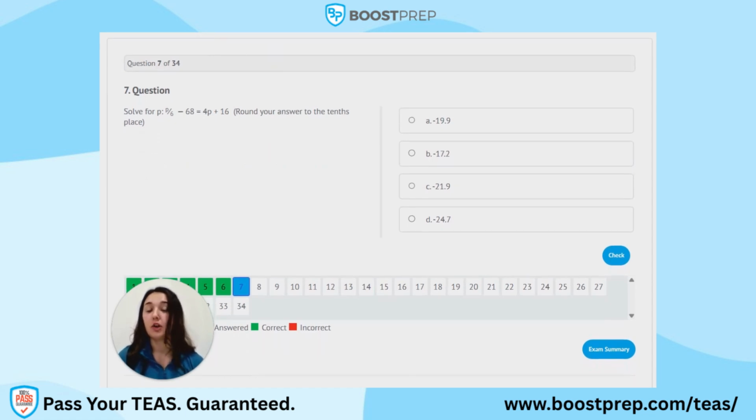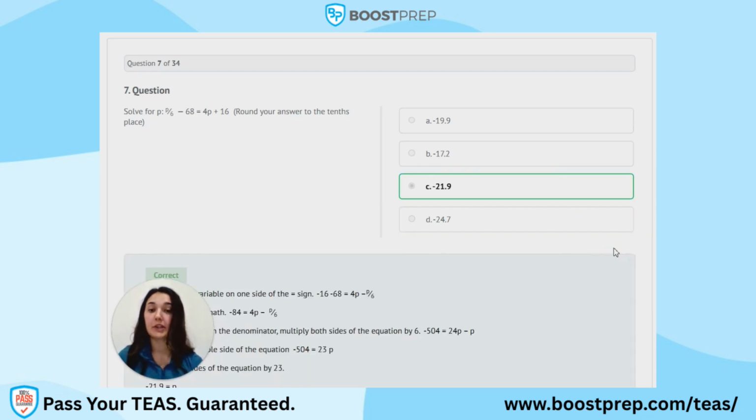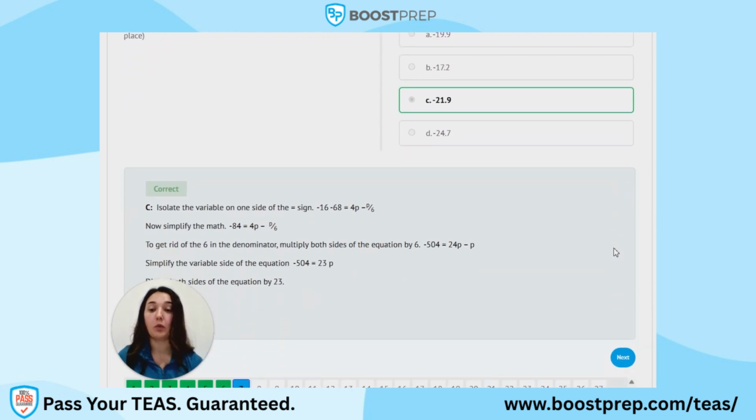Question 7. Solve for P. P over 6 minus 68 equals 4P plus 16. Round your answer to the tenths place. A, negative 19.9, B, negative 17.2, C, negative 21.9, D, negative 24.7. Correct answer is C, negative 21.9.